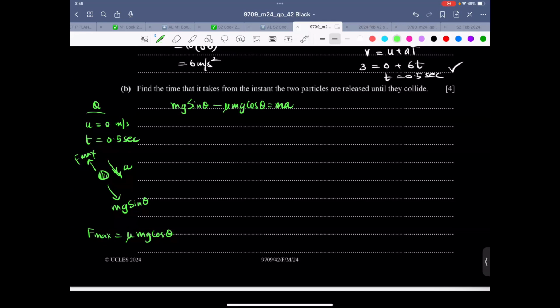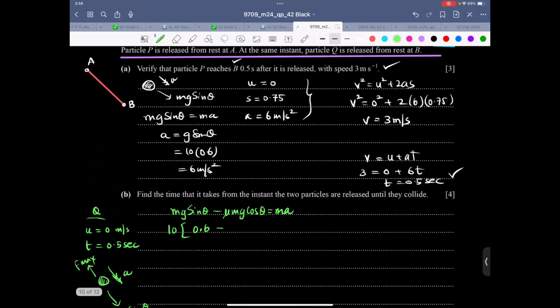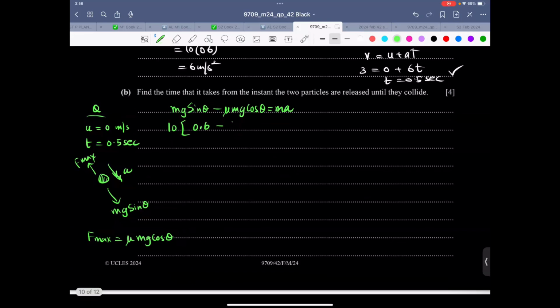So get rid of the m, take g common out. So 10 is taken common out. Sine theta, that is 0.6, minus mu. How much is mu? Mu is 0.25, 1/4. And cosine theta is 0.8, equals a. The m gets cancelled out. So 0.6 minus 0.2, that is 0.4 on the inside, 10 on the outside, equals a. Therefore, a is 4 meter per second square on the rough plane.